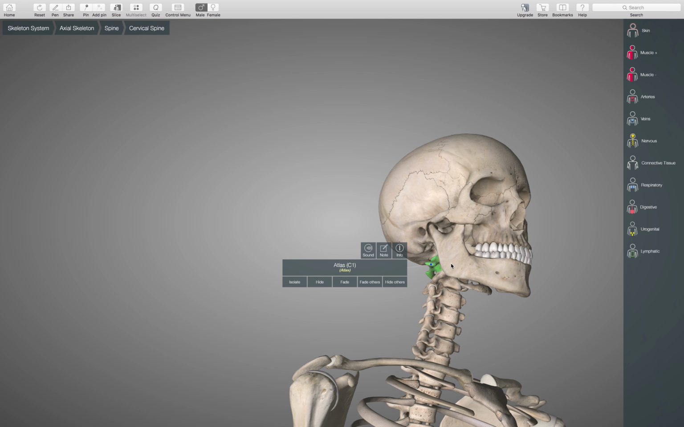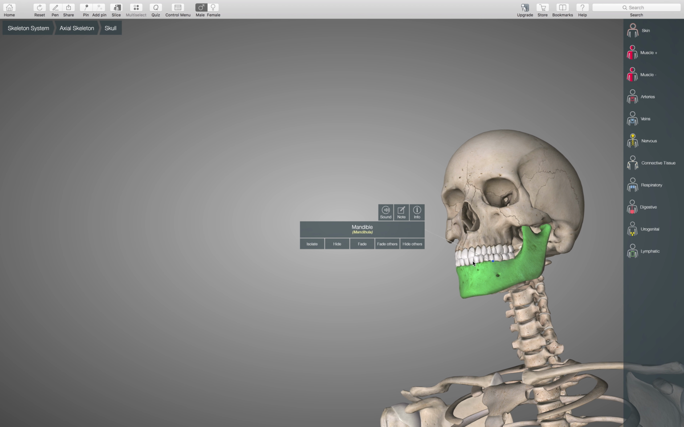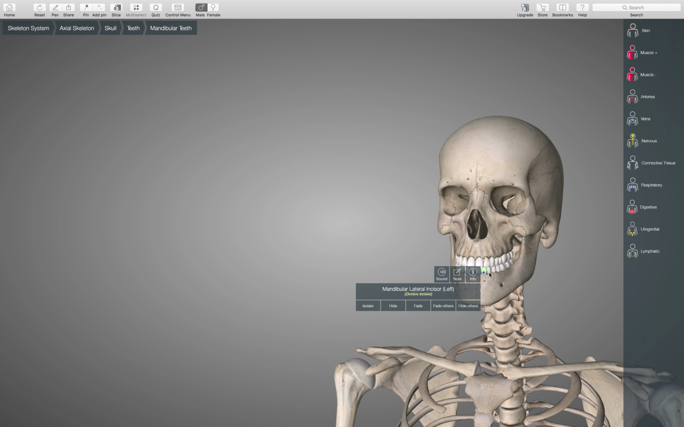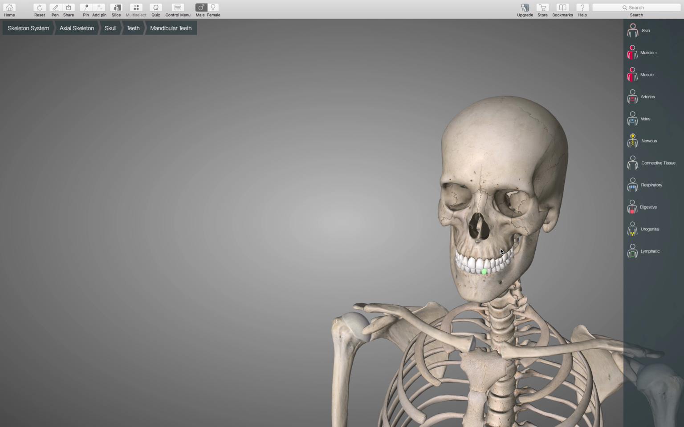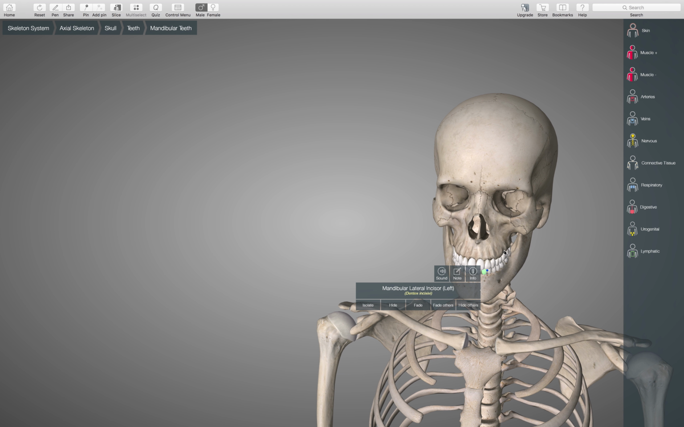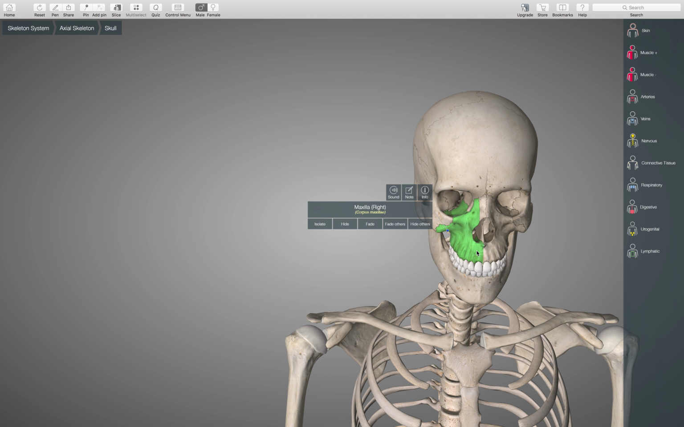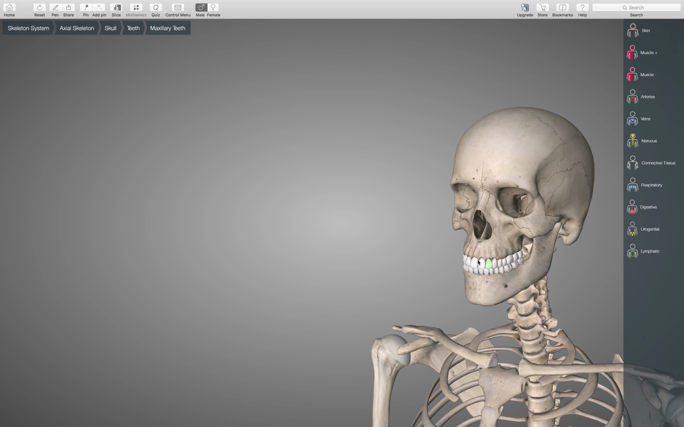The jaw is called the mandible bone. The teeth growing on the mandible bone are the mandibular teeth. The upper teeth are joined to the maxillary bone. The maxillary bone is divided into two parts from left to right. The teeth on the maxillary bones are maxillary teeth.